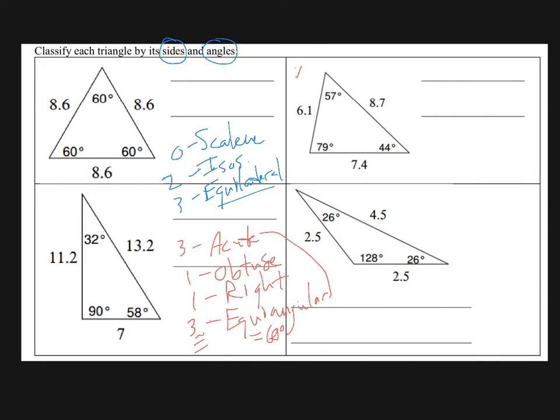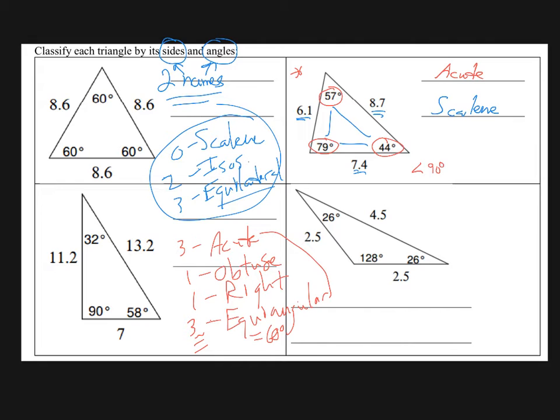So I take a look at, say, this problem right here, and what do I notice? I notice that 57 is acute, 79 is acute, 44 is acute, right? They're all less than 90 degrees. So that's going to indicate that we have an acute by angle name. Now for side lengths, I notice that I got a 6.1, 8.7, and 7.4. None are alike, so we're going to say scalene. Now if all 3 angles are different, then all 3 side lengths are also going to be different. All right, so all triangles should have 2 names in this section. One refers to its sides and one refers to its angles. So one from the blue section and one from the red section.